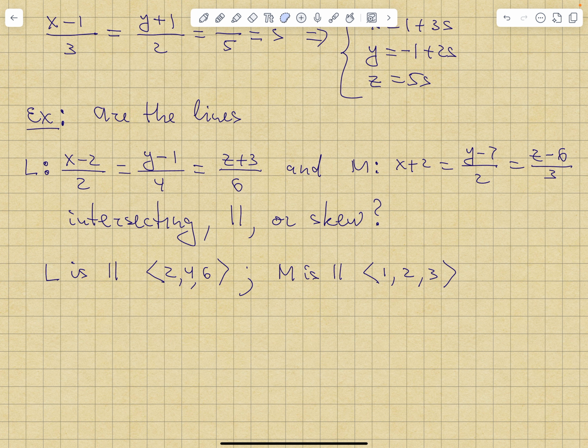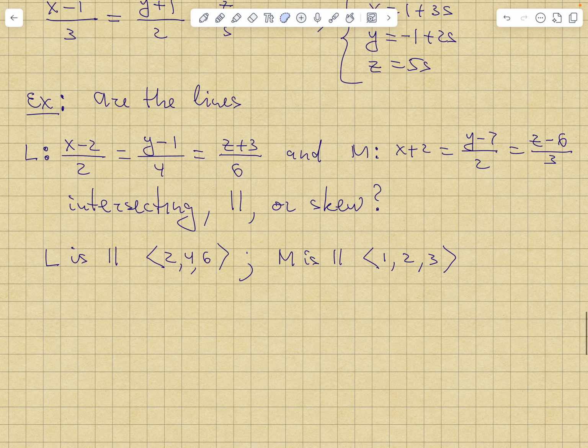Okay, and what do we know about the vectors 2, 4, 6, and 1, 2, 3? So clearly 2, 4, 6 is twice 1, 2, 3. So therefore these vectors are parallel. Right, they point in the same direction.